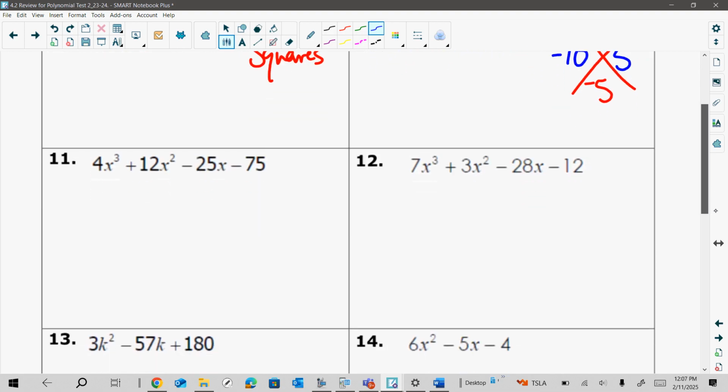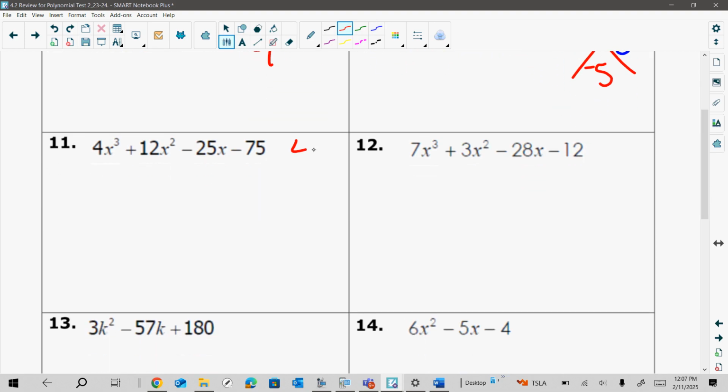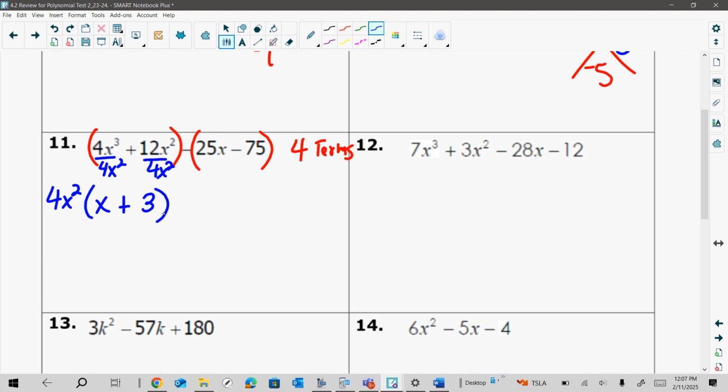When I go to number 4, I see 4 terms. Because I see 4 terms, I should be doing grouping. Group the first 2, group the last 2. Our GCF in the first 2 is 4x squared. So I divide, that's going to leave me with just an x plus 3.